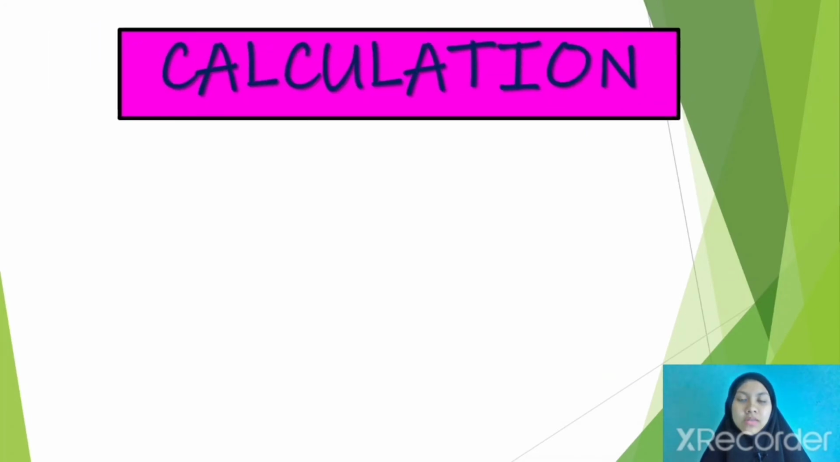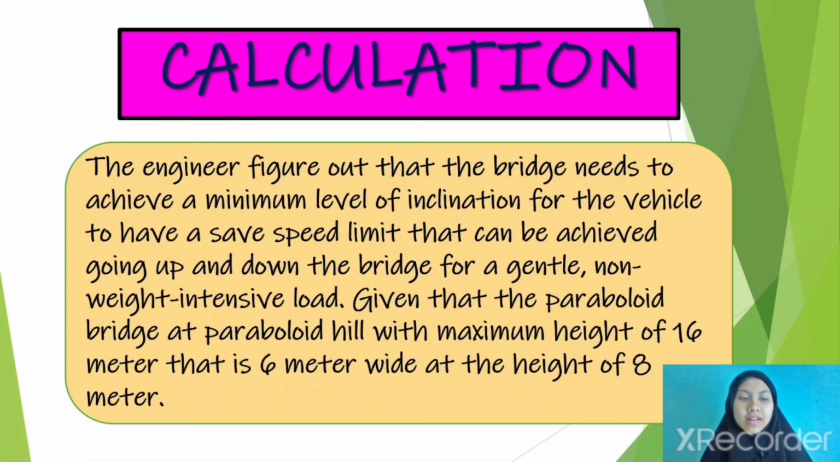So, for the calculation, the engineer figured out that the bridge needs to achieve a minimum level of inclination for the vehicle to have a safe speed limit that can be achieved going up and down the bridge for a gentle, non-wear-intensive load, given that the paraboloid bridge at the paraboloid hill has a maximum height of 60 meters, is 6 meters wide, and has a height of 8 meters.